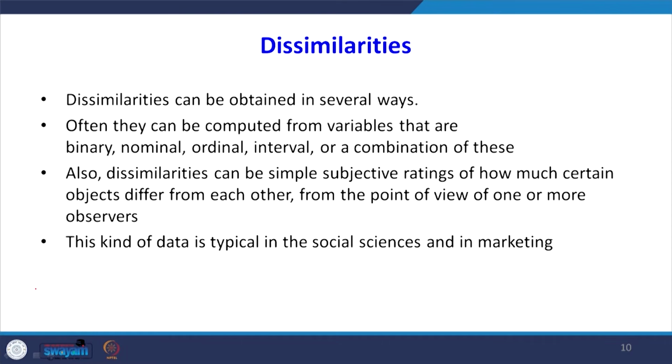Dissimilarities can be obtained in several ways. Often they can be computed from variables that are binary, nominal, ordinal, interval or a combination of these. Also, dissimilarities can be simple subjective ratings of how much certain objects differ from each other from the point of view of one or more observers. This kind of data is typical in the social sciences or in marketing.